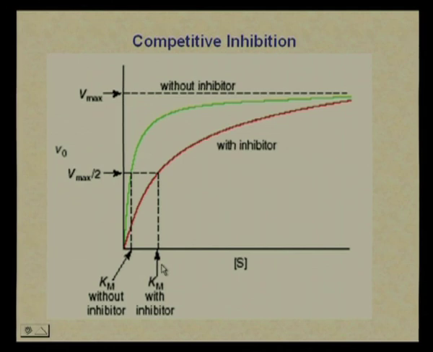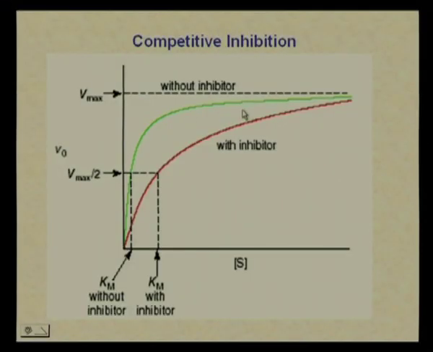Okay, so this is what we have. So, this is the case. The green line is what? It is without the inhibitor, the normal Michaelis-Menten kinetics that you would see, which eventually gets to Vmax. With the inhibitor, we have a slower reaction because some of the enzyme has been taken up by the inhibitor. And we know that if we want to calculate Km, I have to consider half of Vmax. So, this Km corresponds to what? Without the inhibitor, and this Km corresponds to with the inhibitor.